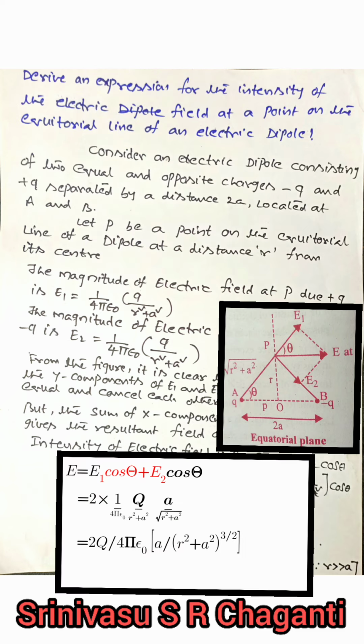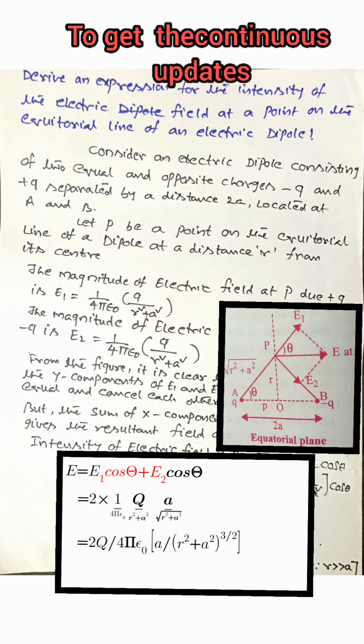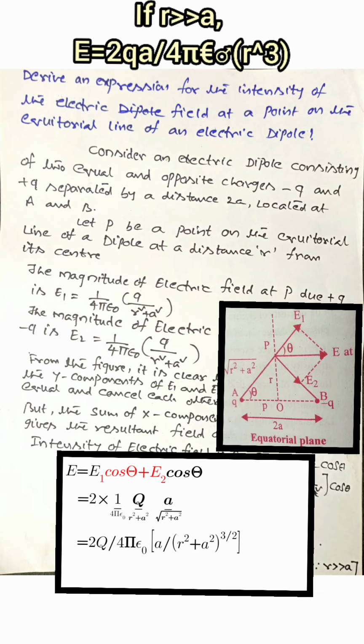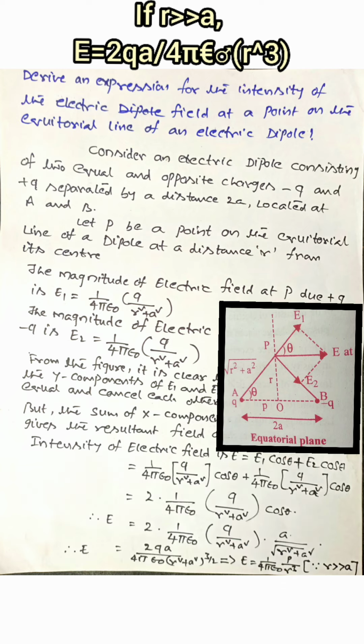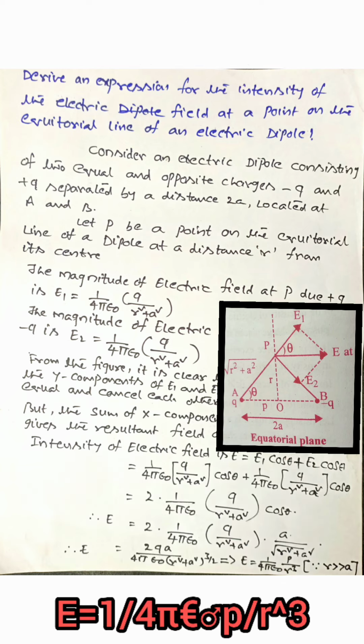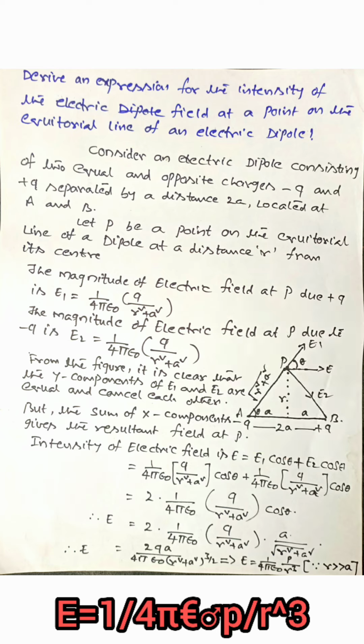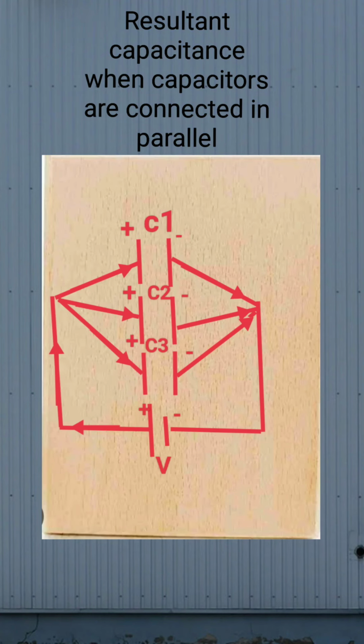On substituting E1, E2 and cos theta in the formula E is equal to E1 cos theta plus E2 cos theta, we get 1 by 4 pi epsilon naught into q by (r square plus a square) into a by root of (r square plus a square). It can be neglected since r is very much greater than a, therefore we get the required result.